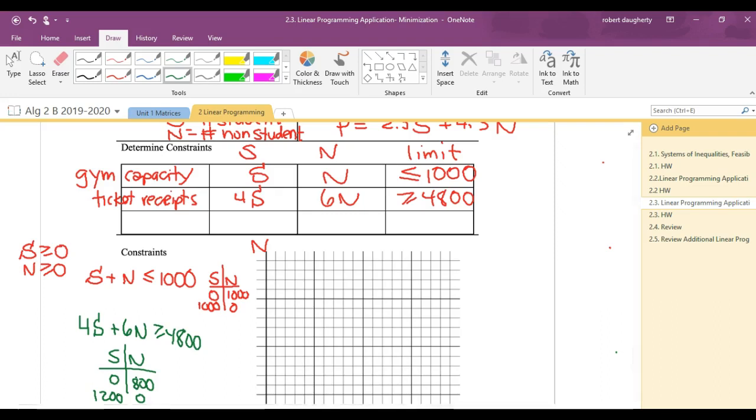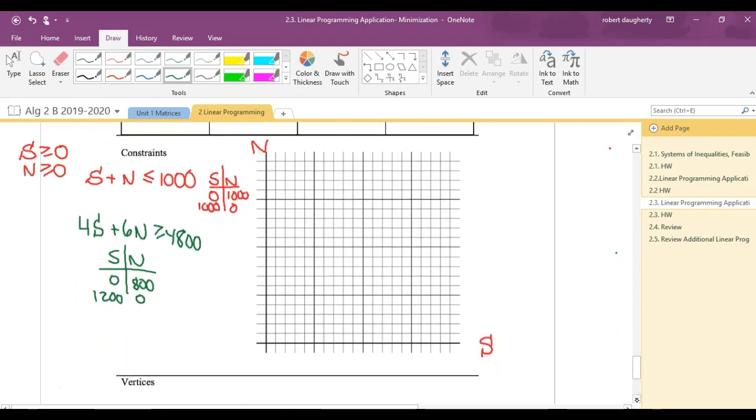Now, my S-axis needs to scale from where? From 0 to what? 1,200. And my N-axis needs to go from 0 to 1,000. So if I get over by 12, I could do something like 2, 4, I could do that. So this is maybe 200, 400, every other one, 600, 800, that's 1,000. And this one is 1,200. Where do I need to go? 1,200, okay. So this was 1,000 right here, that was 1,200. So I counted every 2. And then I'll probably scale the same thing. I need to go up to 1,000. So I'm going to write this is 200, 400, 600, 800, 1,000. Okay.